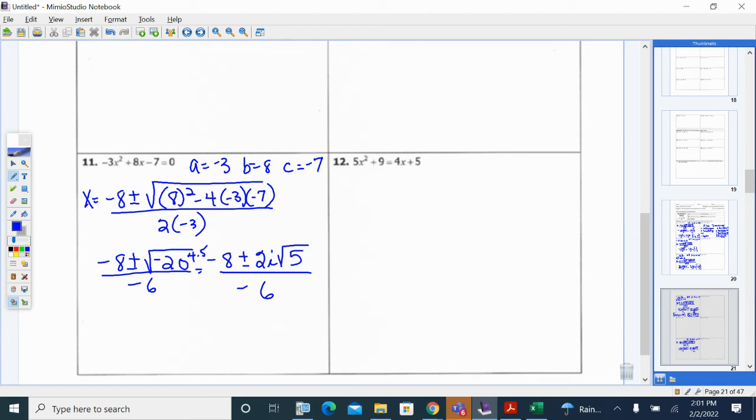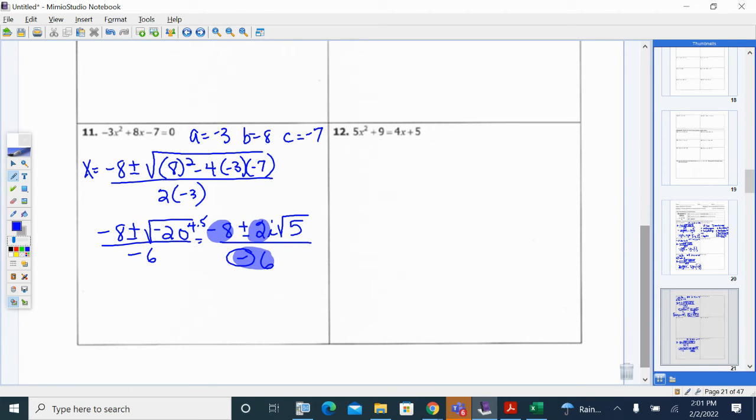Just like I did on the last question, we're going to look at the negative 8, the positive 2, and the negative 6. Is there anything that will divide evenly into all 3 terms? Yes, there is. It's a 2. I'm going to use negative 2 because I never, ever want you to leave a negative in the denominator. So divide each of those by a negative 2. Negative 8 divided by negative 2 is a positive 4. Plus or minus 2 divided by negative 2 is a negative 1i radical 5.